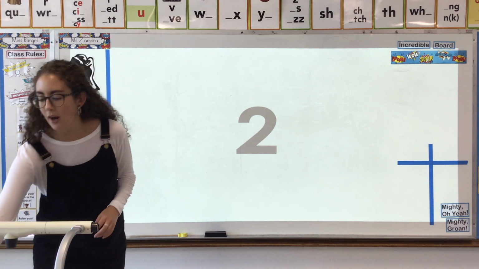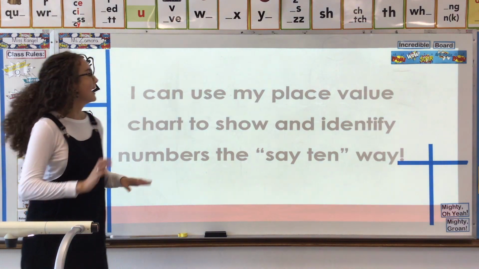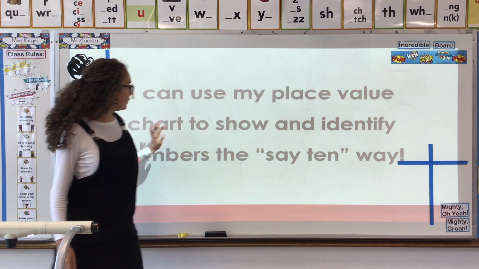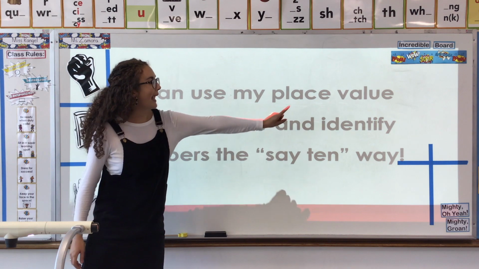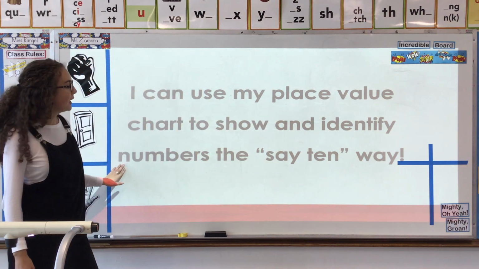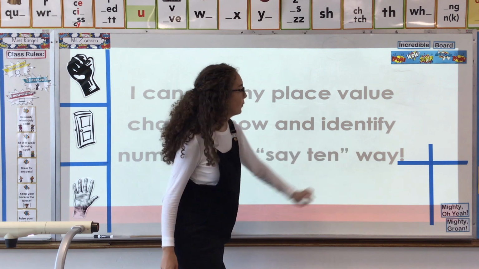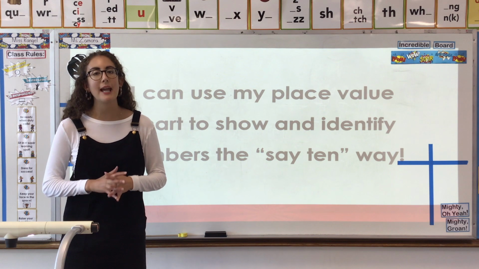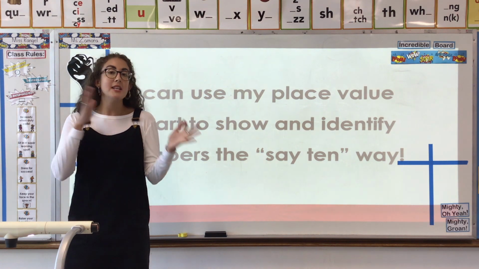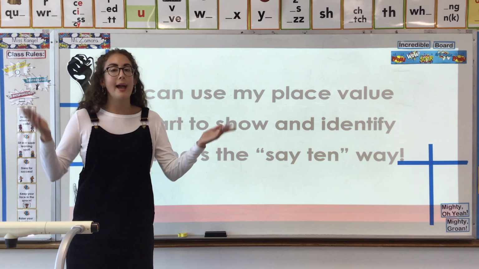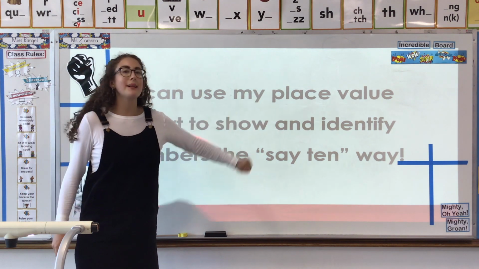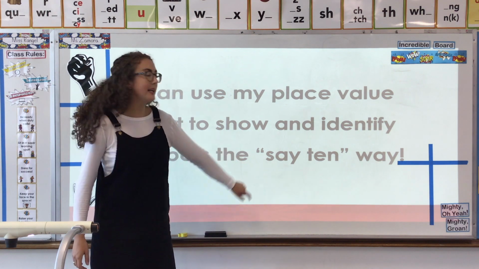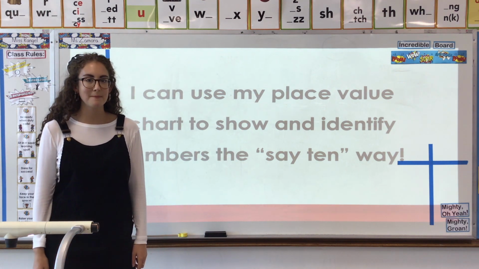Okay, let's take a look at our learning target for today. It says, I can use my place value chart to show and identify numbers the say 10 way. Okay, so today in math, we're going to get to be using a brand new worksheet. This week we were using our number bond, and now on Thursday, we are going to use our place value chart. That tool is going to help us identify numbers the say 10 way.